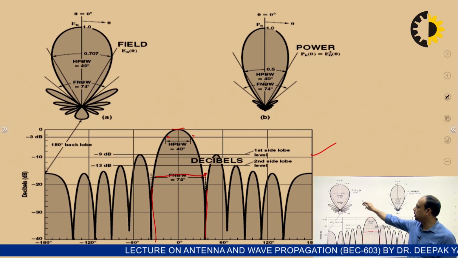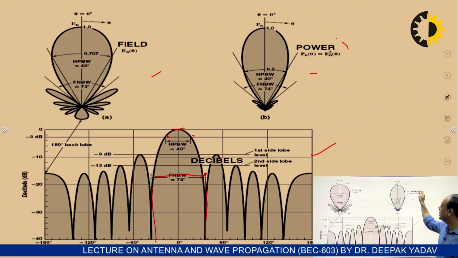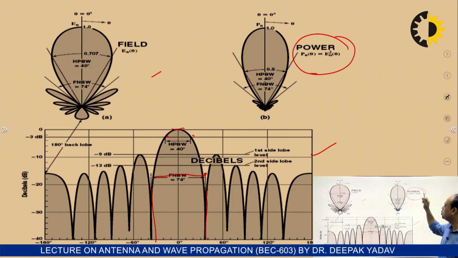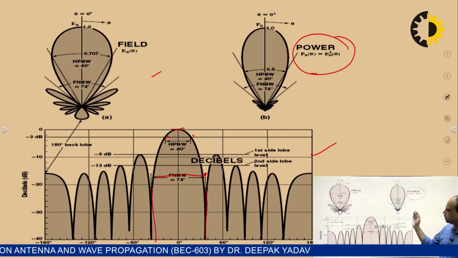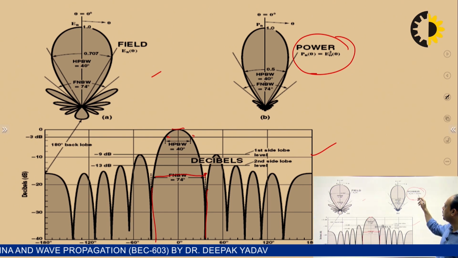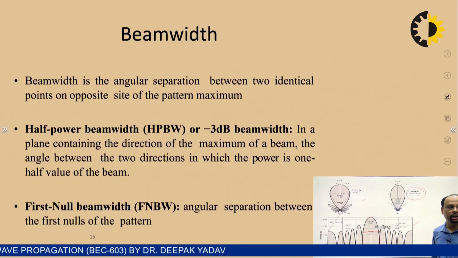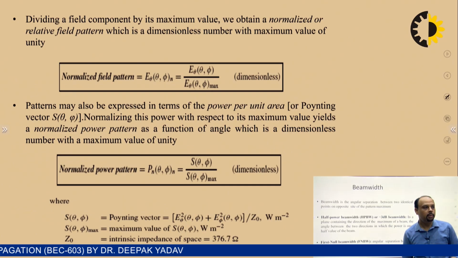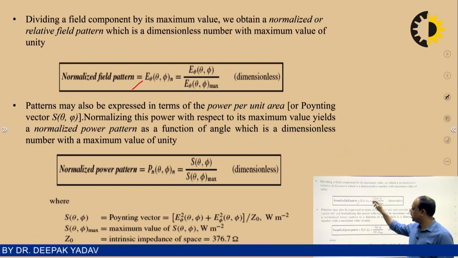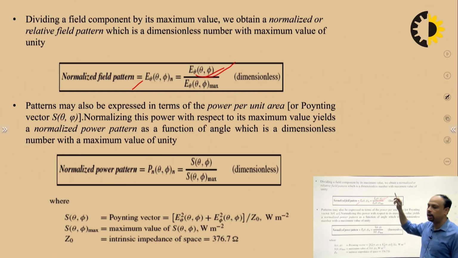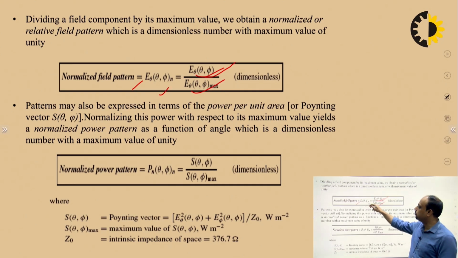And the field pattern and the power pattern are related by this formula. Power pattern is equal to the square of the field pattern. So it is almost the same, but the power became the square of the electric field radiated by the antenna. Then beam width we already discussed. Normalized power pattern is nothing but the power or electric field in a particular direction divided by the maximum value of the electric field, and this is known as the normalized power pattern.